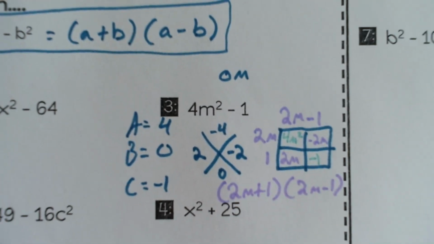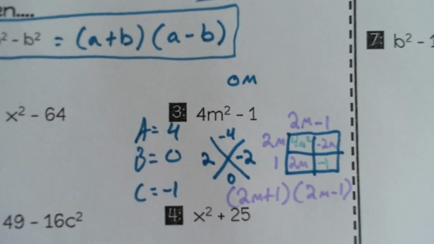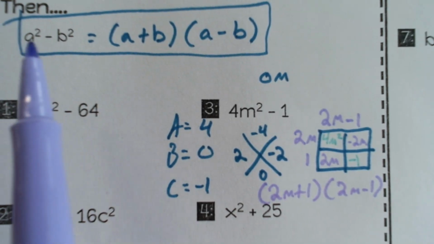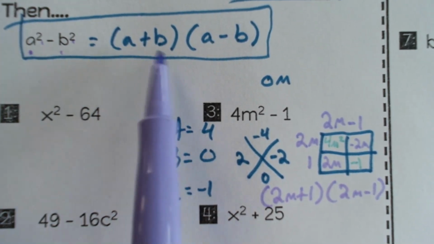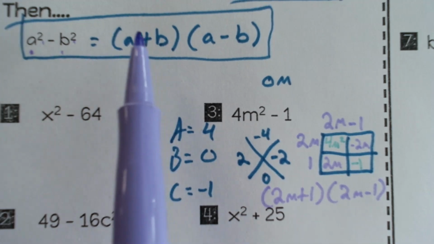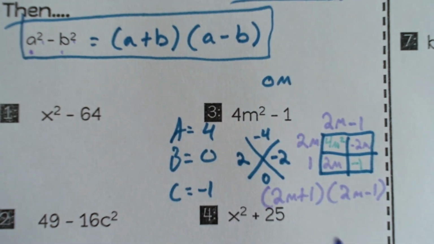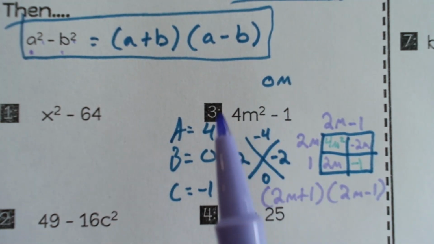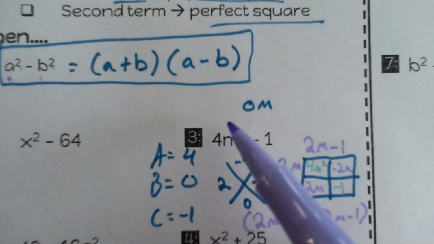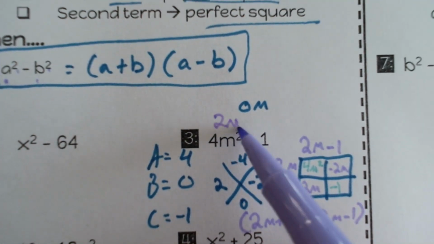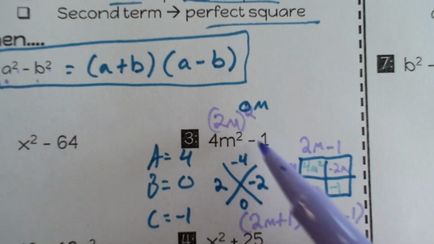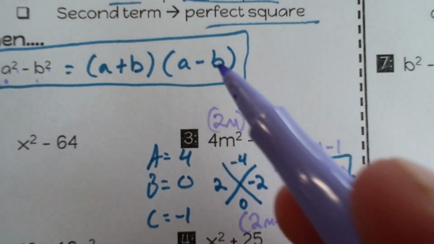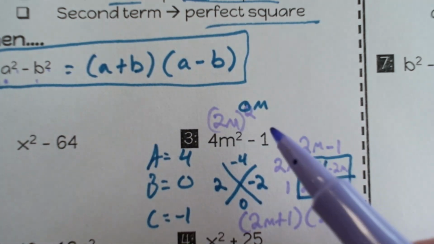And when you look back to the rule, it states if we find the a value is squared and the b value is squared, then it would be a difference of squares, a plus b, a minus b. So here, my A value was actually 2m squared. My B value in this is just 1.